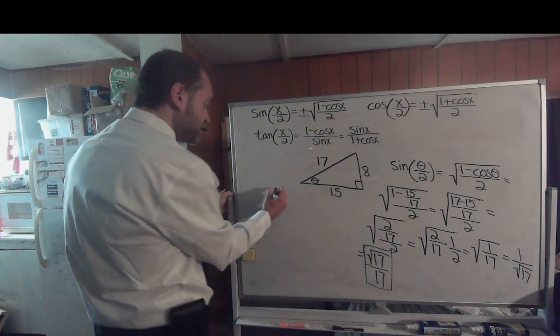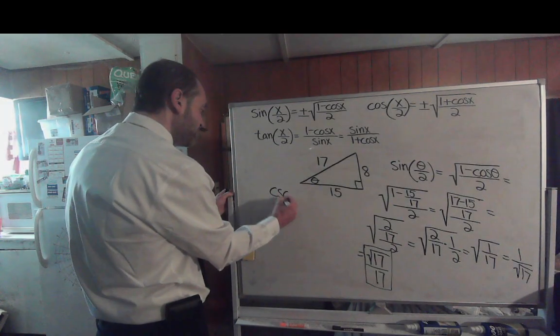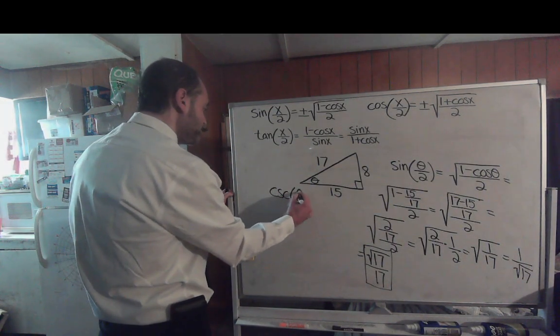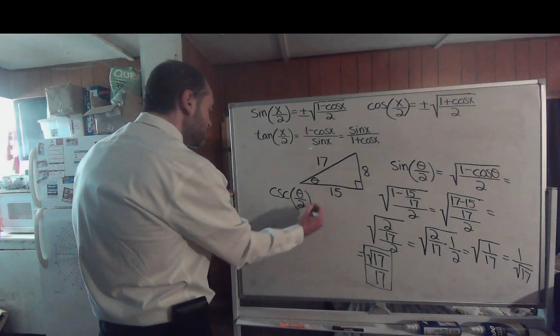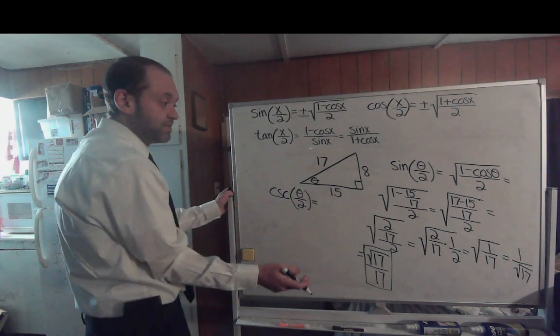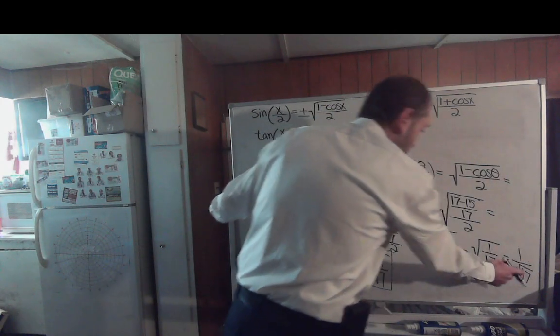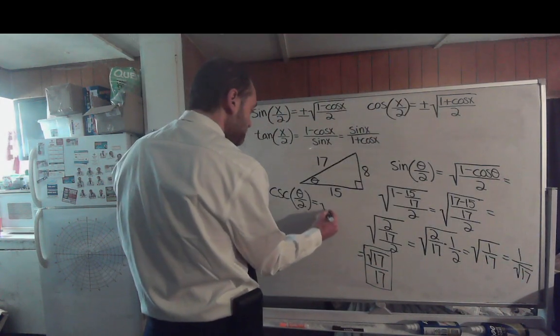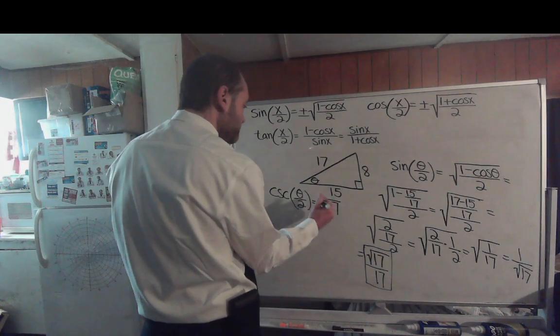And then we could easily take the cosecant of theta over 2 by just doing the reciprocal of the sine of theta over 2. The reciprocal of 1 over the square root of 17 is simply the square root of 17.